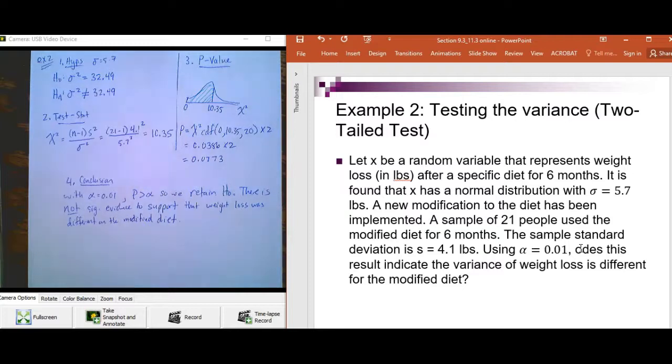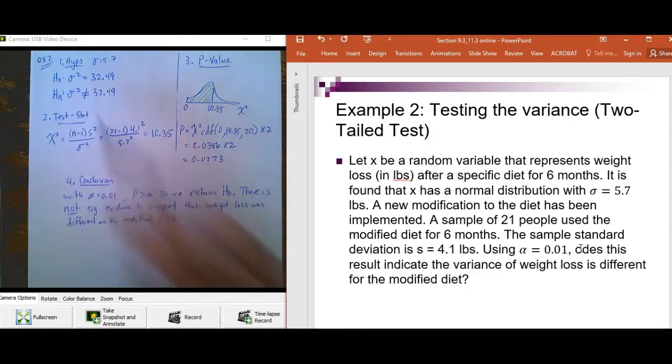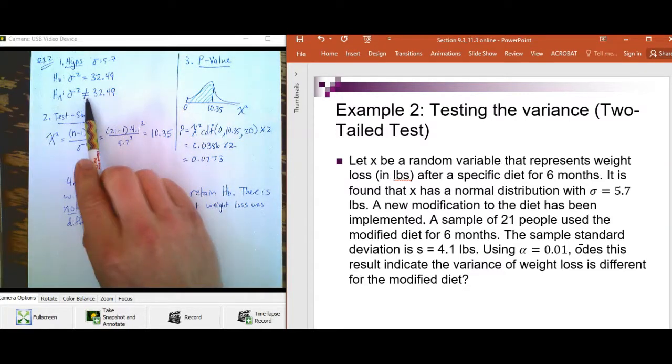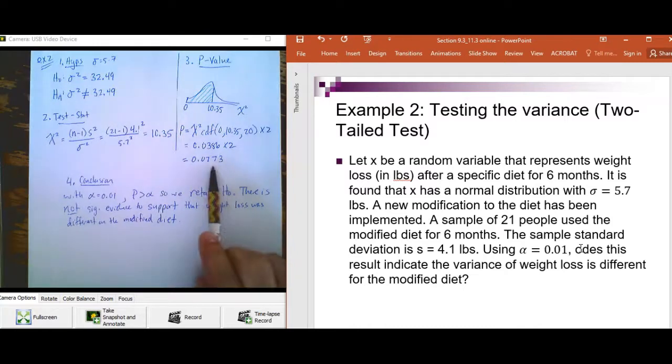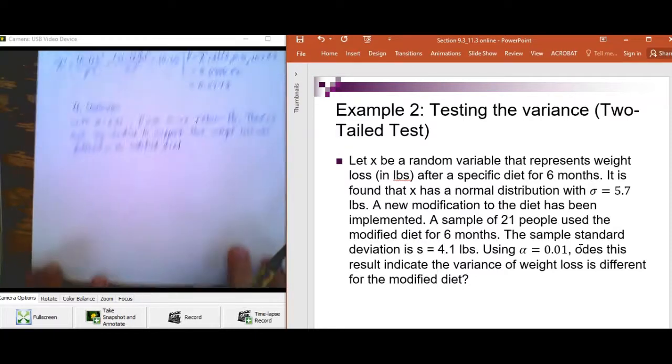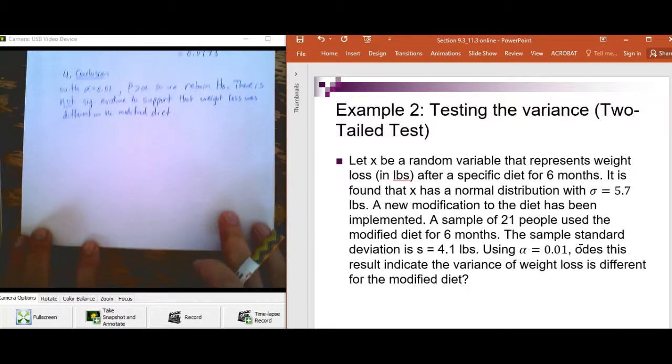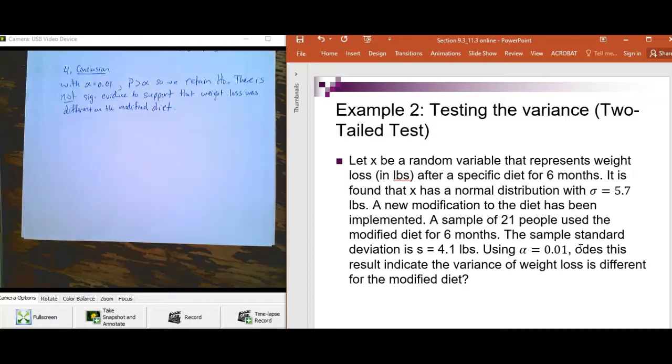Right. So once again, process is similar. Watch out for that not equal to. We need to multiply our p-value by 2 once we find out. Okay. All right, so that does it for 11.3.